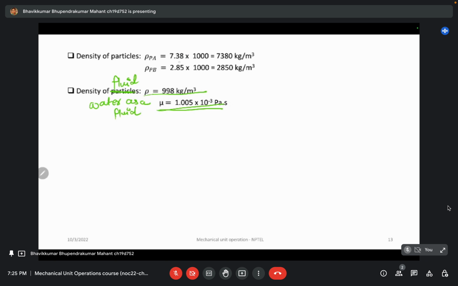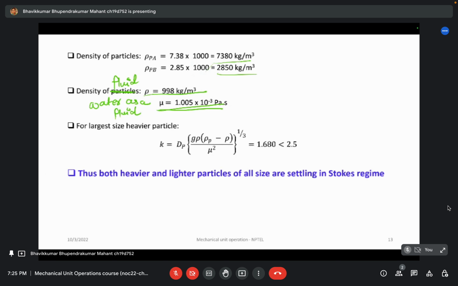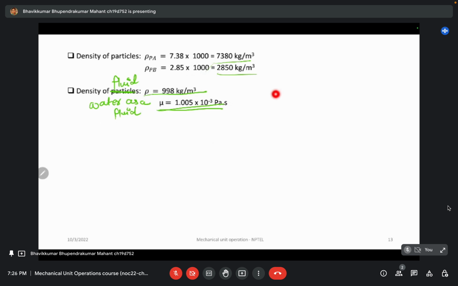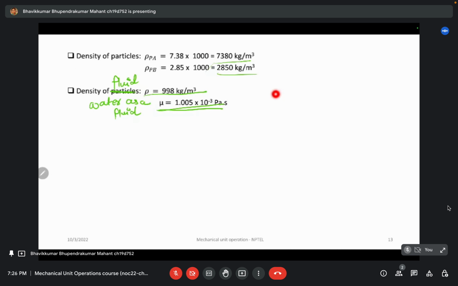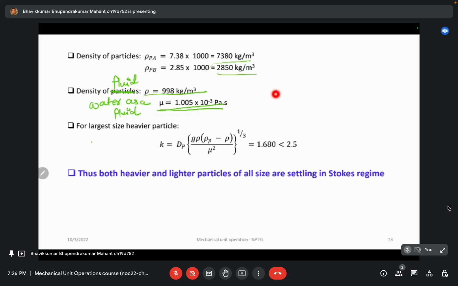Now the density of the particle is 7.38, and we multiply by approximately 1000, so 7380 kg per meter cube for galena and 2850 kg per meter cube for silica. Now we will find in which region our particles are, or in which region this process is taking place. For that we only consider the largest size, heavier particle. Dp is the largest one, 4.25 into 10 to the power minus 5.